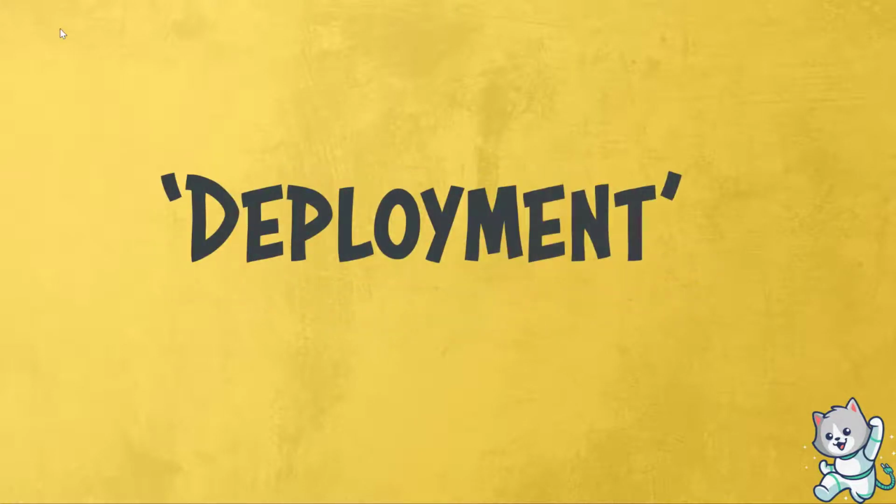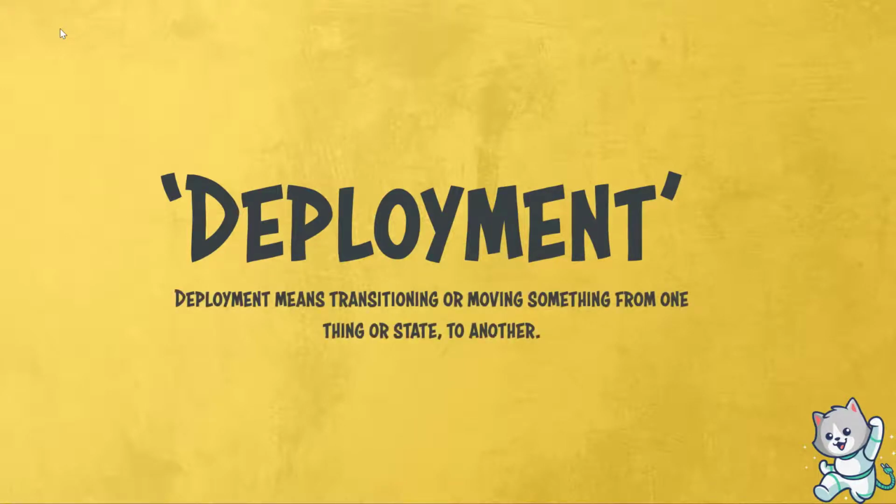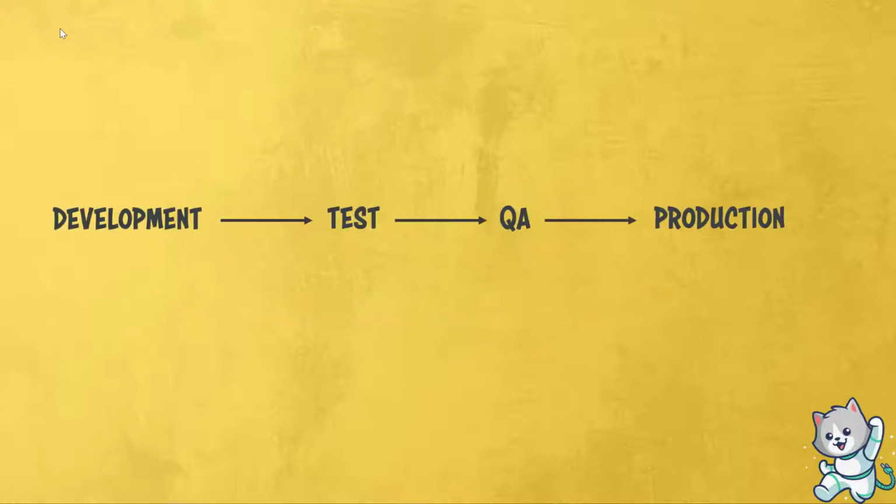The word that we are covering today is deployment. Deployment means transitioning or moving something from one thing or state to another. This is common when we look at what's referred to as a release, or essentially moving code, or really code components or some kind of components in relation to software development, from one environment to another. That is traditionally called deploying.